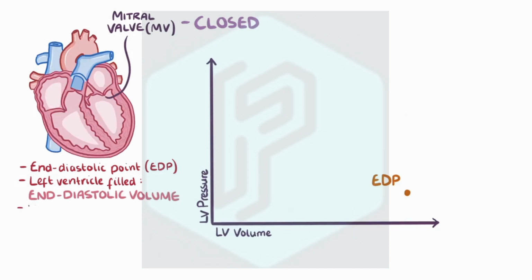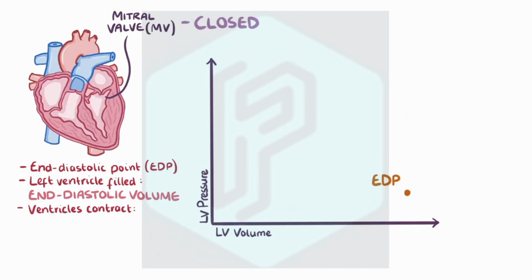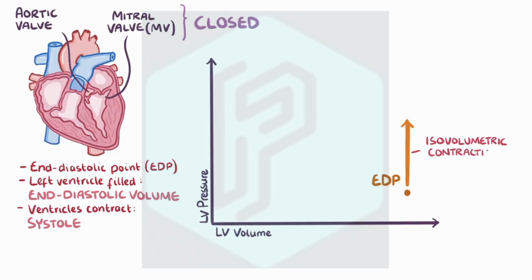After that, the left ventricle contracts, and that's the beginning of systole. When the ventricle contracts, it makes the pressure shoot up. But because the mitral and aortic valves are still closed, the left ventricular volume doesn't actually change. So this phase is called isovolumetric contraction, because iso means the same and volumetric refers to the volume.